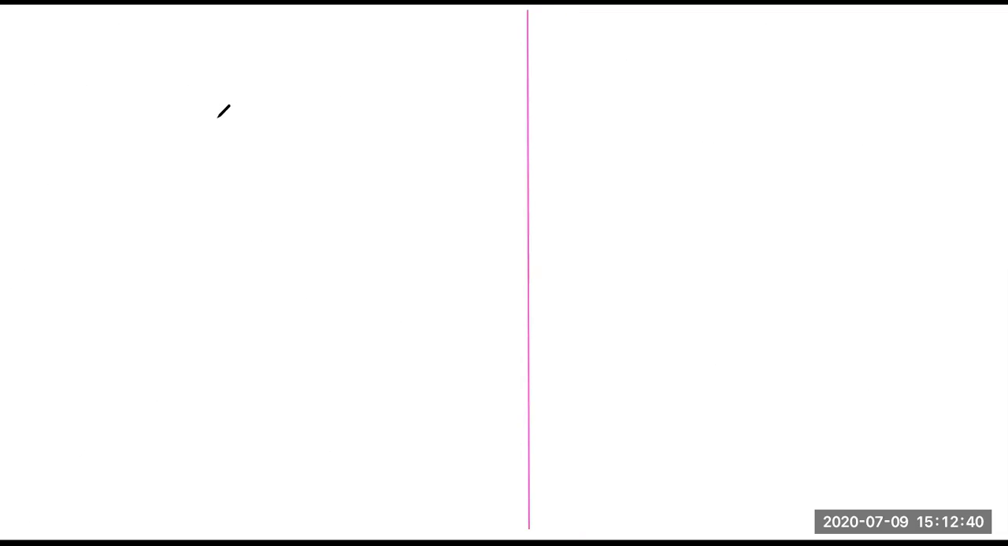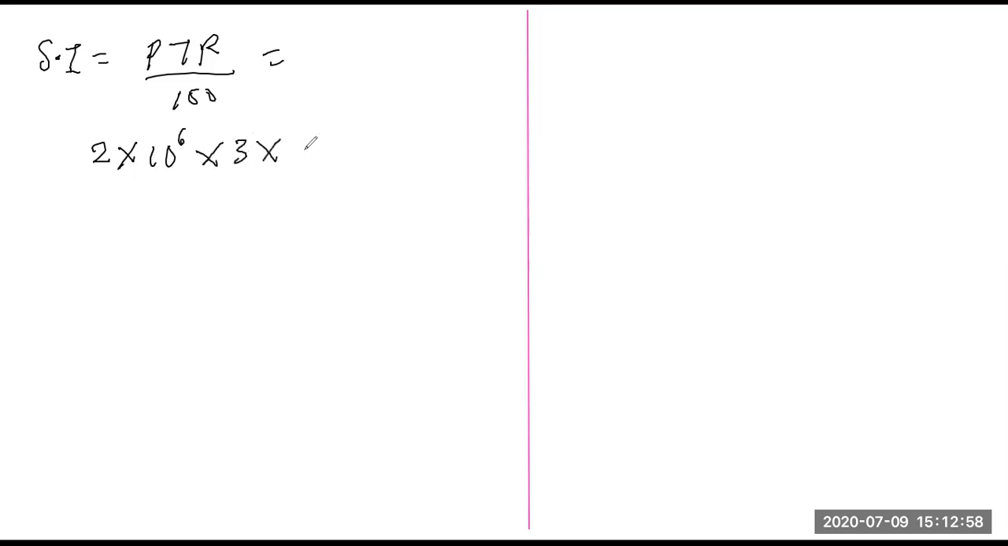So we now have our simple interest is equal to PTR divided by 100, and that will give us 2 million, which is 2 times 10 raised to the power 6, multiplied by 3, multiplied by 15, divided by 100. And of course, when you simplify this with your calculator, you have 900,000 pounds. So that will be the answer.